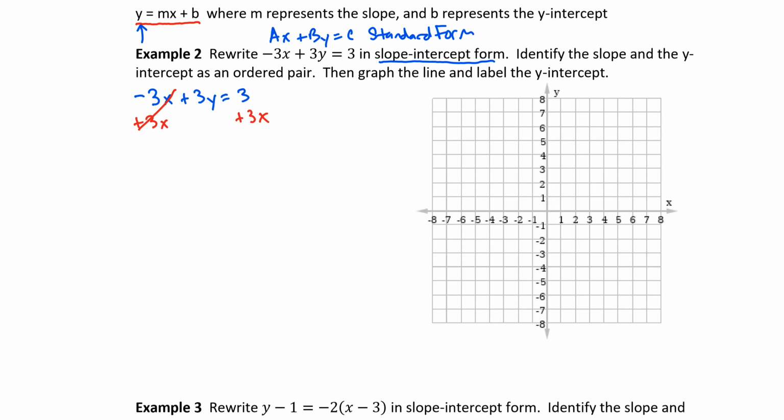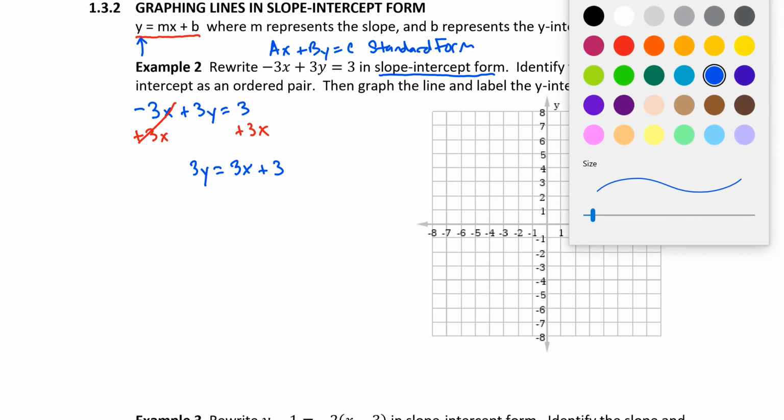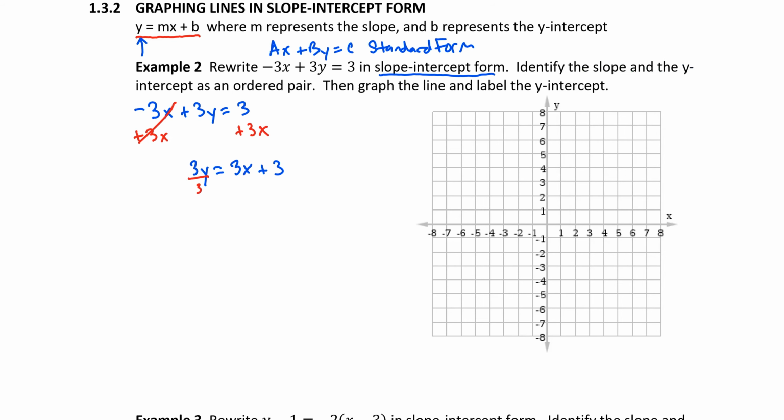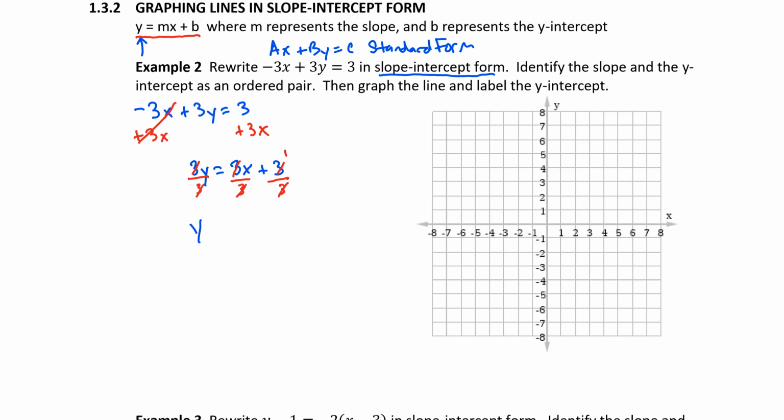Notice it's going to cancel out over there on the left, and we end up with 3y equals 3 plus 3x. Those are not like terms, so I can't combine them. And to match up with slope-intercept form, it's convenient to write the x term first. So I'm going to write this as 3x plus 3. Now, to isolate y, we need to divide each term through by 3. All 3 terms have to be divided. So we end up with the equation y equals x plus 1.